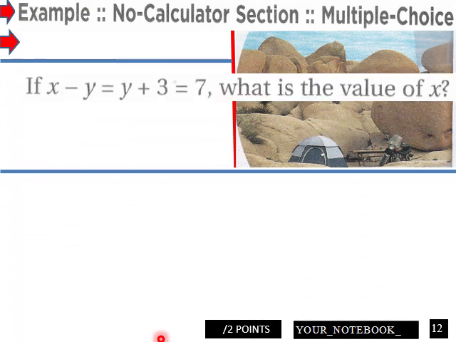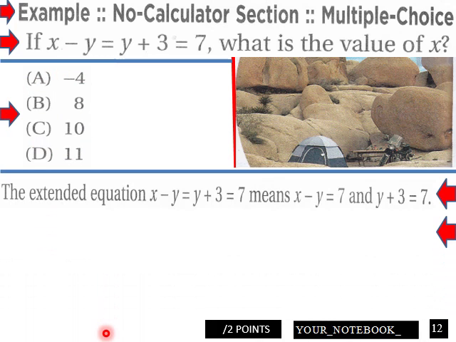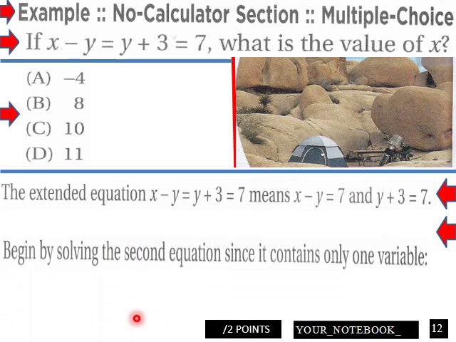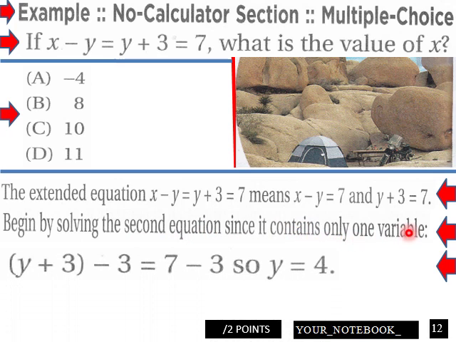Page 12 here, it's a no calc section. x minus y equals y plus 3 equals 7. What is the value of x? In this case, here are our possibilities. The extended equation x minus y equals y plus 3 equals 7 means x minus y equals 7 and y plus 3 equals 7. Begin by solving the second equation since it contains only one variable. So y would equal 4 from here.